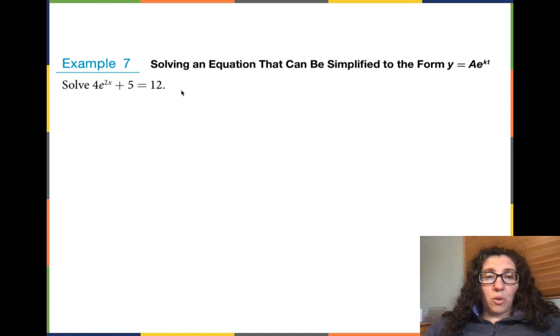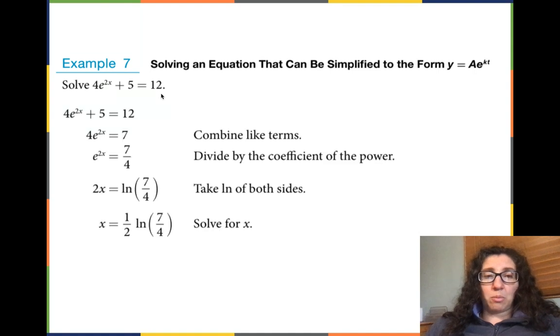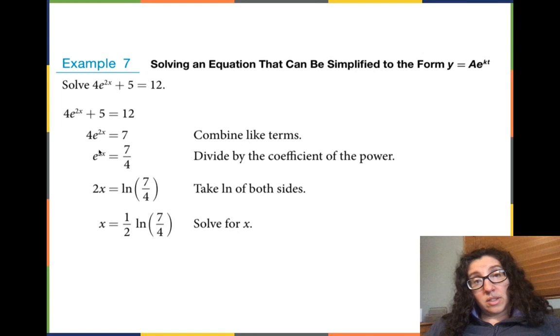All right, what if we have this equation? Can we simplify this at all? What I'm seeing here is this e to the 2x, right? If we could isolate that e to the 2x, I think that would be a good first thing to do. So let's do that. Let's bring the 5 over, subtract 5, divide by 4. Now we have e to the 2x equals 7/4. That looks like before, right? The exponent has the variable. We could take the natural log of both sides. And there we go. Now we just have 2x equals this number, natural log of 7/4. Divide by 2 or multiply by 1/2. And we're left with x.